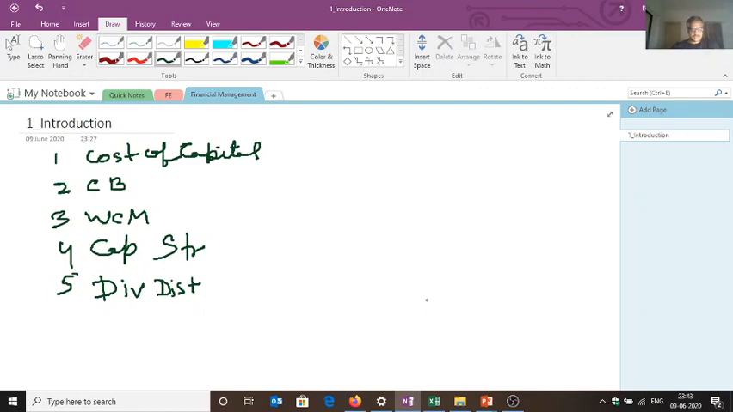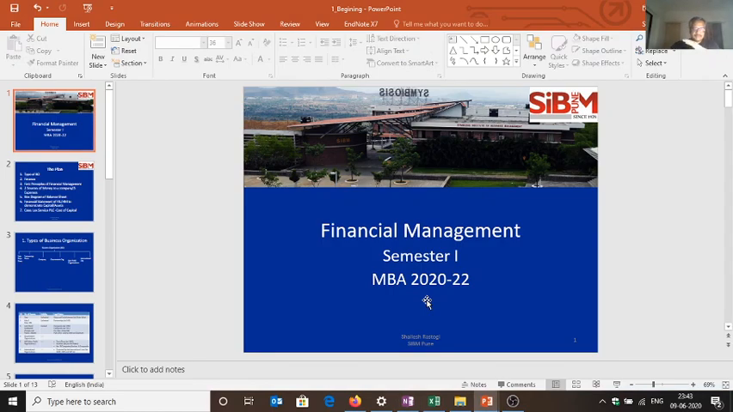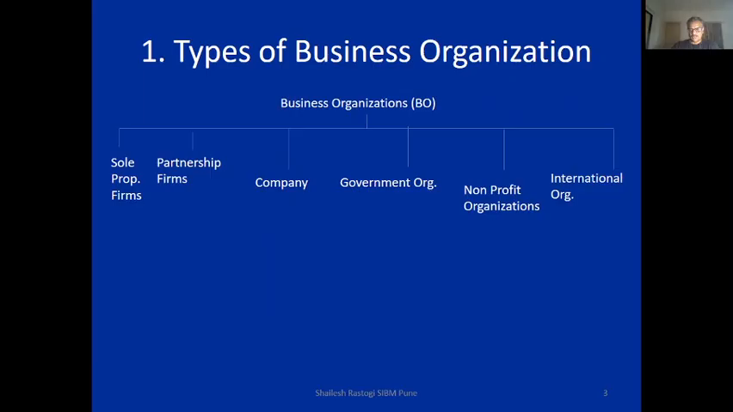So, obviously, cost of capital is going to be my first topic. But before I start talking about cost of capital, I need to explain to you how I will be going ahead with the course. And before we actually talk about cost of capital, let me lay some basic foundation so that I can talk about cost of capital in detail. As I begin, the very first thing which I would like to talk to you about is what type of organizations we are usually referring to.